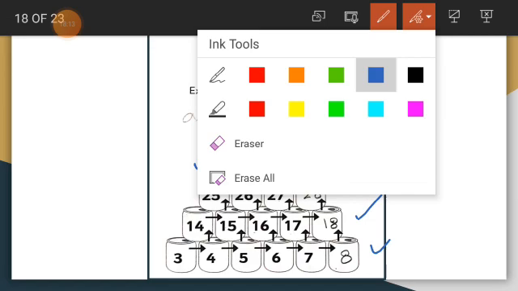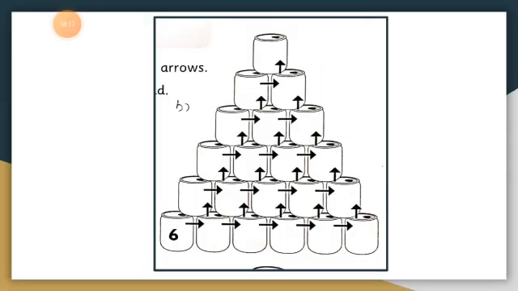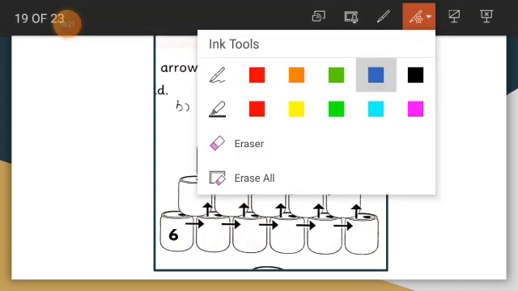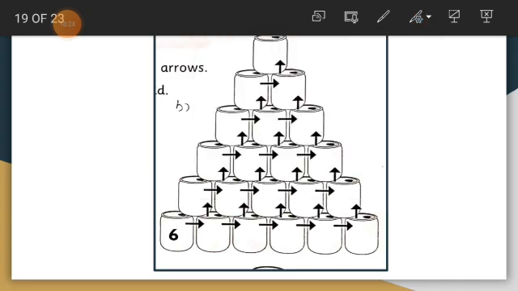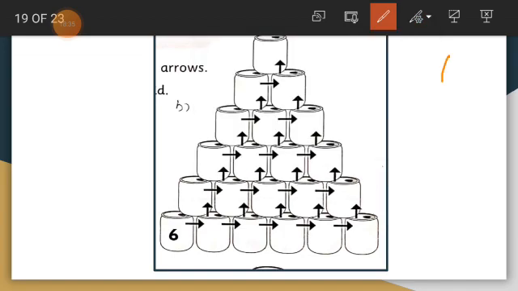Okay, now move to the next pyramid. Let's solve with me. Yes, this is the second one. This is B. Let's solve with me now. It's very easy. The same arrow directions we are going to follow, this one and the up one. These are the two arrows which we are going to follow, this up one and this one.